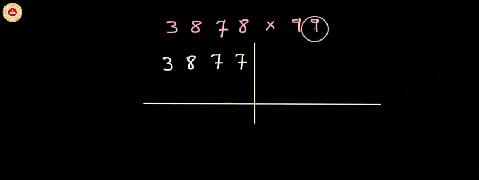How many 9s are there? In the multiplier, there are 2 9s. So mark 2 digits from right to left. So we have marked it from right to left.